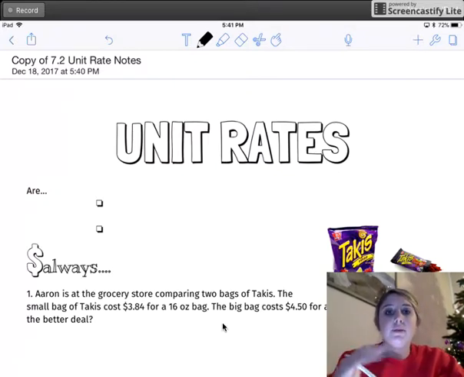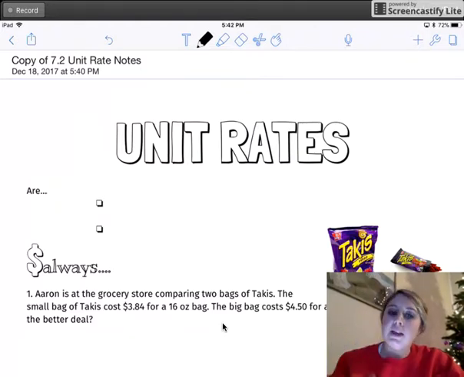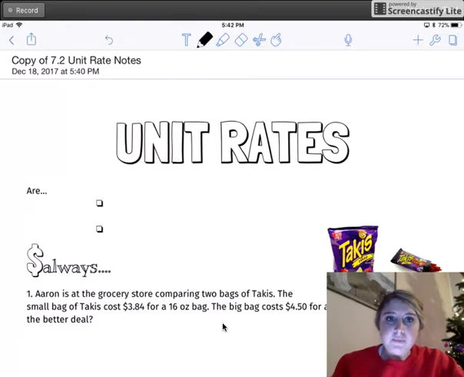If you notice, there are some places where you can color, so if you finish early, you can color in the unit rates, color in the money sign, make this look nice and pretty. So, what is a unit rate?